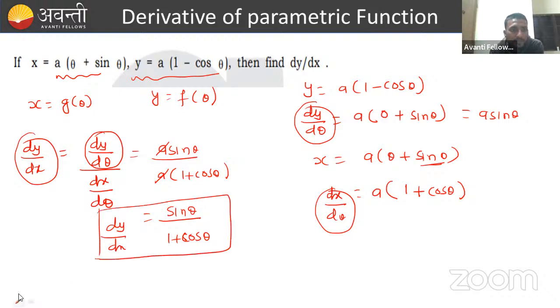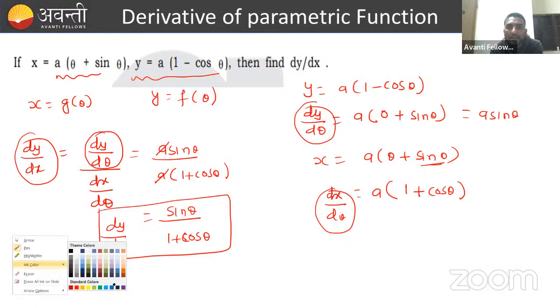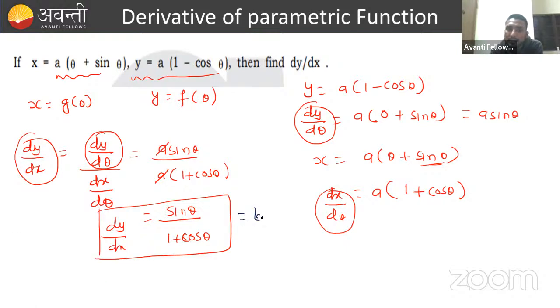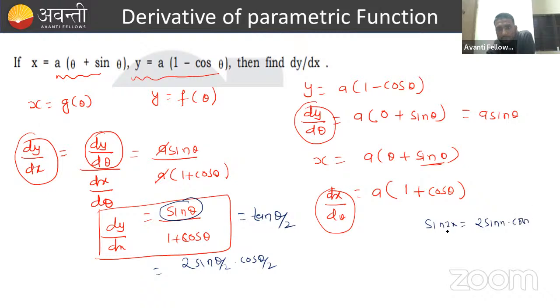In some of the cases you will see the answer might be different. It will be tan theta by 2 also. So you should have some idea about how to convert it. Like sine theta, I can change it into 2 sine theta by 2 into cos theta by 2, because you know the formula sine 2x is equal to 2 sine x into cos x. If it is 2x, it will become half, but here it is theta, it will become theta by 2.